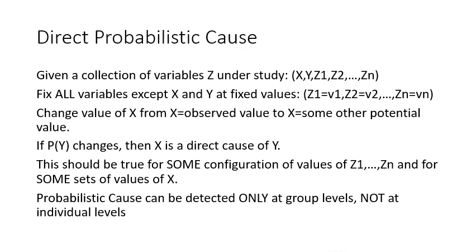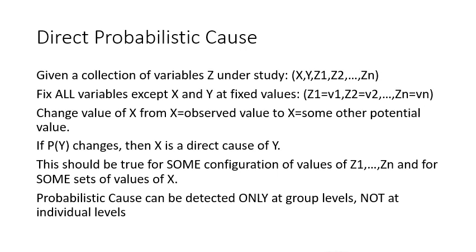So now we are going to give a little bit of a technical definition of causation, direct cause. I have variables x, y, and then I have other variables z1, z2 up to zn, which are all under study. Then we say that, okay, fix all the variables, the z's, the extra variables, at some particular values, and then change the value of x from the observed value to some other potential value. And when you change x, if this causes a change in y, or if this causes a change in probability of occurrence of y, then we say that x is a direct cause of y. Now, this should be true for some configuration of values and for some sets of values. It may not be the case that all changes in x lead to changes in y. Some changes in x could be such that they don't affect y.